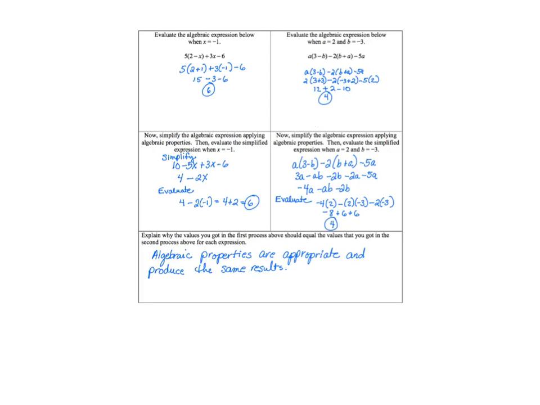The next part says we're going to simplify the expression algebraically and then substitute in negative 1. So I simplified 5 times the quantity 2 minus x plus 3x minus 6. I first distributed, and then I combined like terms, and then I evaluated. I got the same answer. Same idea here. I simplified, then I plugged in the same value, I got the same answer. The reason this works is that algebraic properties are appropriate and produce the same results.